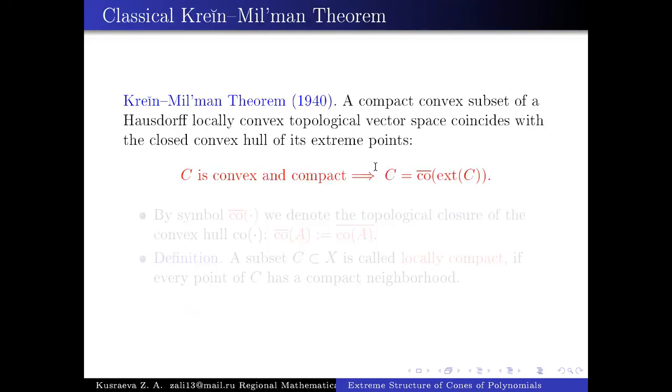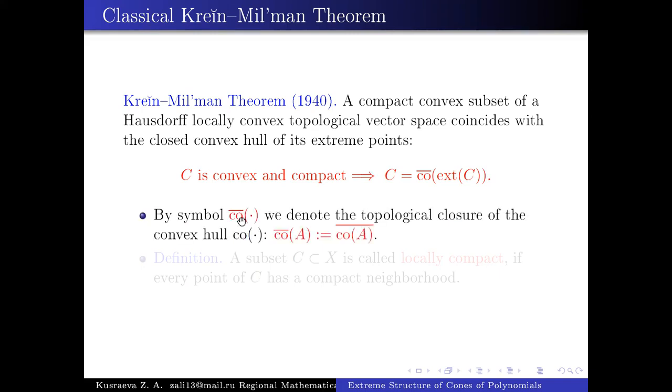I'll just say that in 1940, a fundamental result was obtained by two mathematicians, Krein and Milman, according to which a compact convex subset of a Hausdorff locally convex topological vector space coincides with the convex hull of its extreme points. Here a set C in a vector space X is called compact if from every covering by open sets one can extract a finite subcovering.